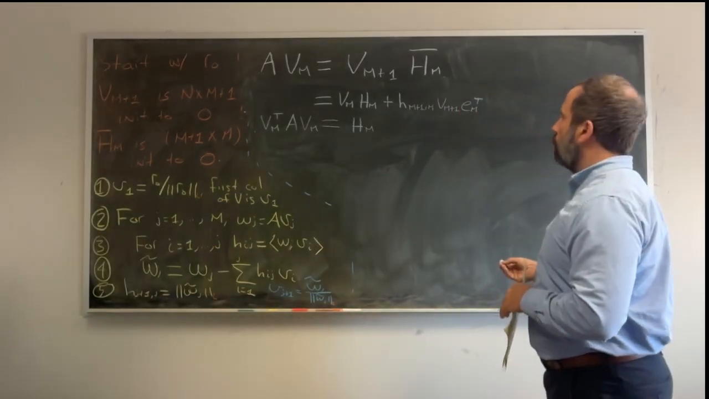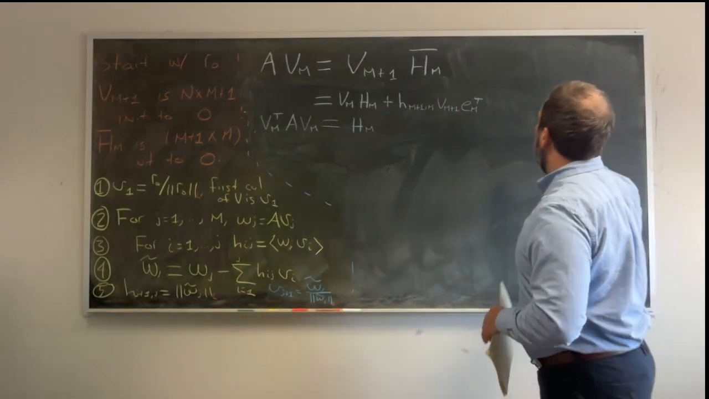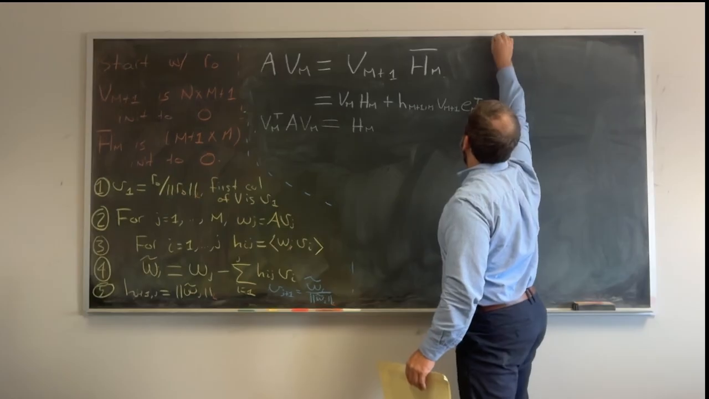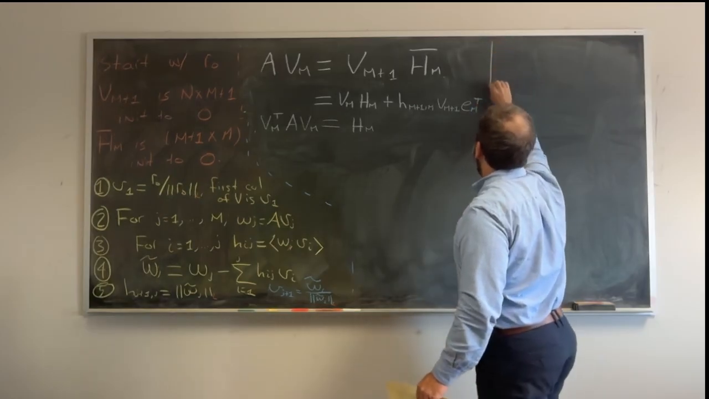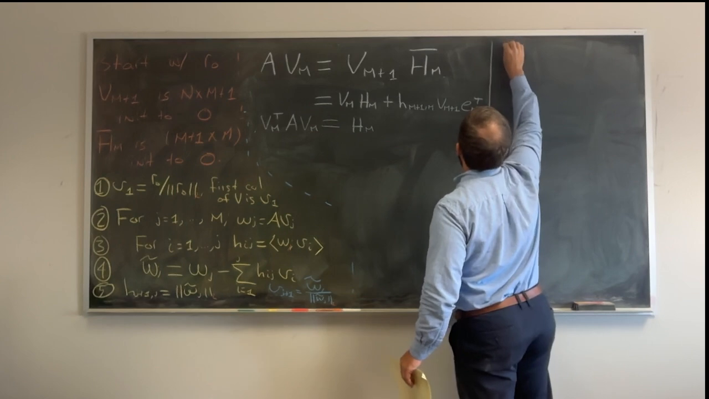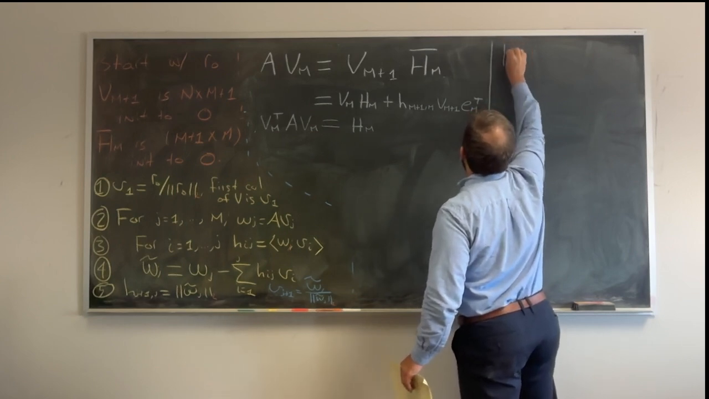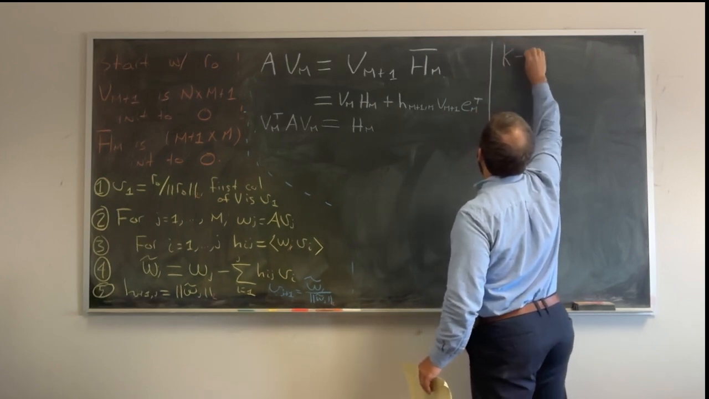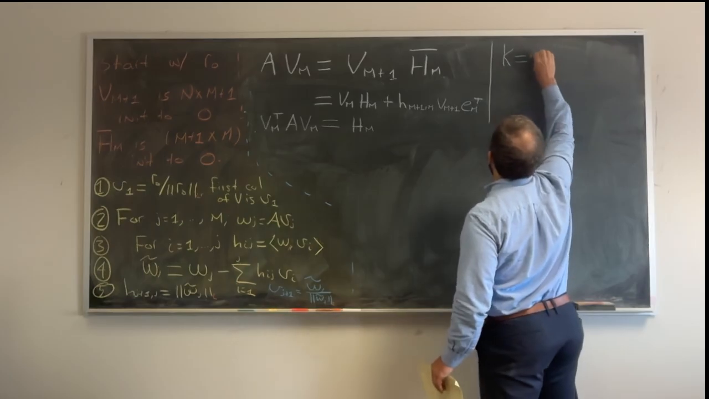Okay, so for the FOM method, for the full orthogonalization method, we're going to have the following. Our subspace K is going to be equal to the Krylov space.